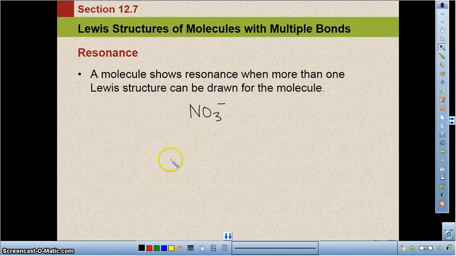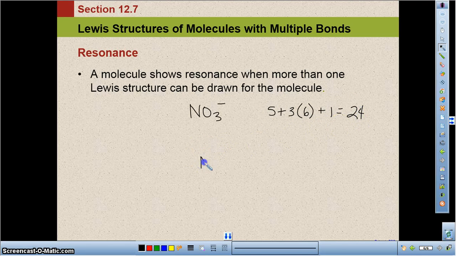First of all, we need to know how many electrons we're dealing with. Nitrogen's in group 5. It has 5 valence electrons. There are 3 oxygens in group 6, which has 6 valence electrons each. And this has a -1 charge, and that tells us that it gained an electron. So we have to account for that 1 electron that's been gained to make this nitrate ion. So the total number of electrons is 18 plus 5 is 23 plus 1 is 24 electrons that we need to deal with.